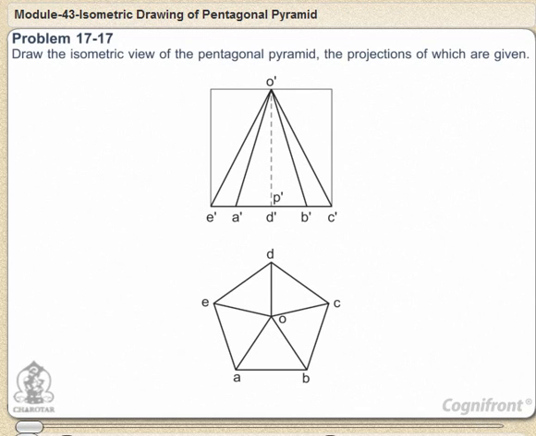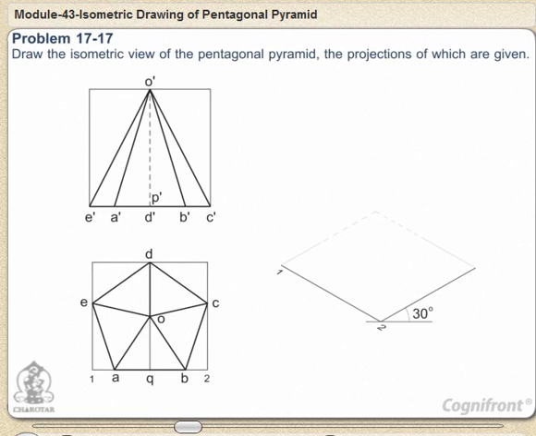Problem 17.17. Draw the isometric view of the pentagonal pyramid, the projections of which are given in the figure. Enclose the base in the top view in an oblong. Draw an offset OQ, that is PQ, on the line AB. Draw the isometric view of the oblong and locate the corners of the base in it. Mark a point Q on the line AB such that AQ equals AQ.